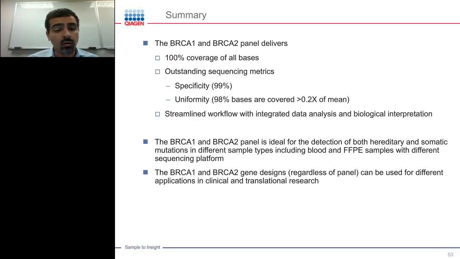The BRCA1 and BRCA2 gene designs, regardless of the panel, can be used for different applications in clinical and translational research. I've given you examples of how you can use it for routine testing, whereby you're screening or you're looking for specific mutations, known mutations in your samples. But you can also use the same gene design, whether it is in the BRCA1 BRCA2 panel or an extended panel, like the panel that contained 113 genes. You can use the same gene design for different applications in clinical as well as translational research.